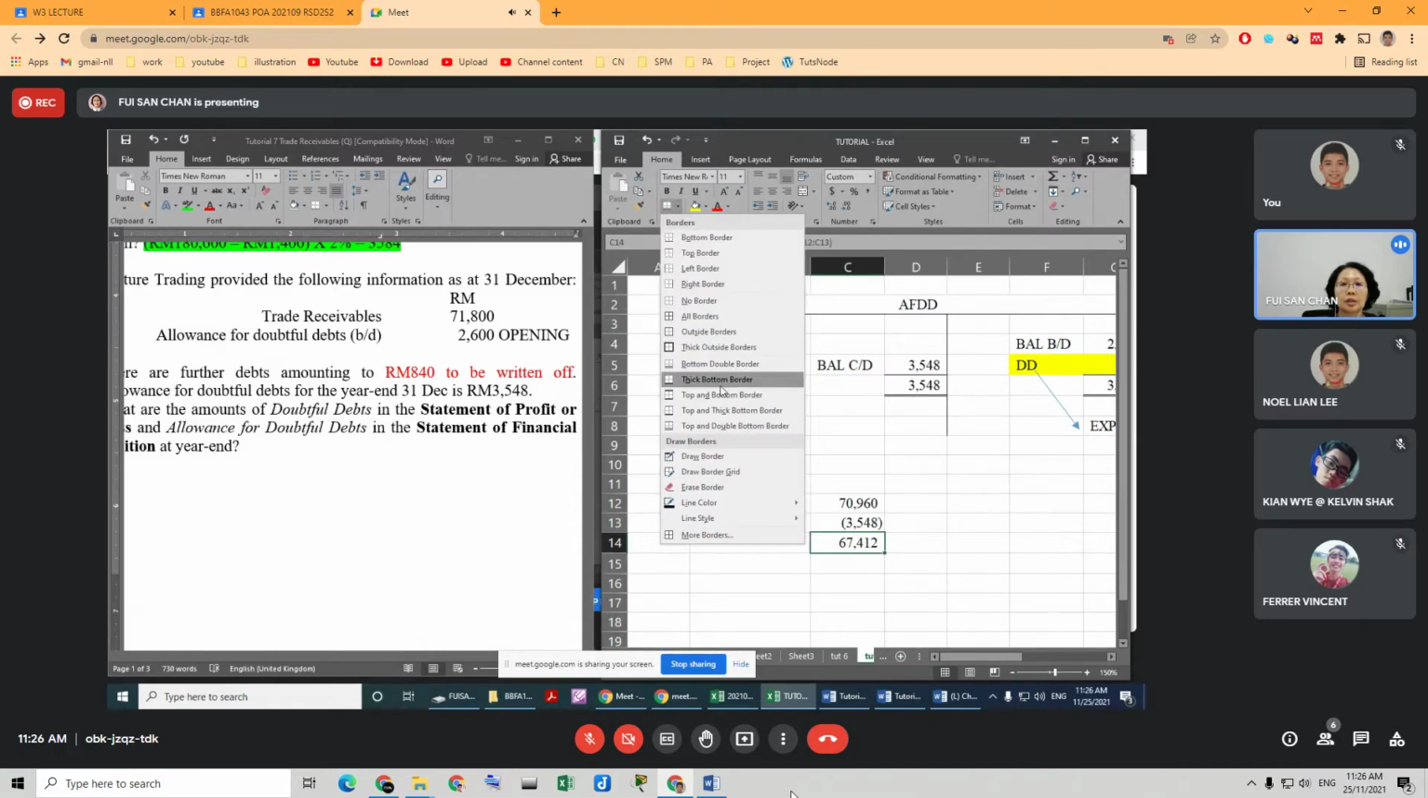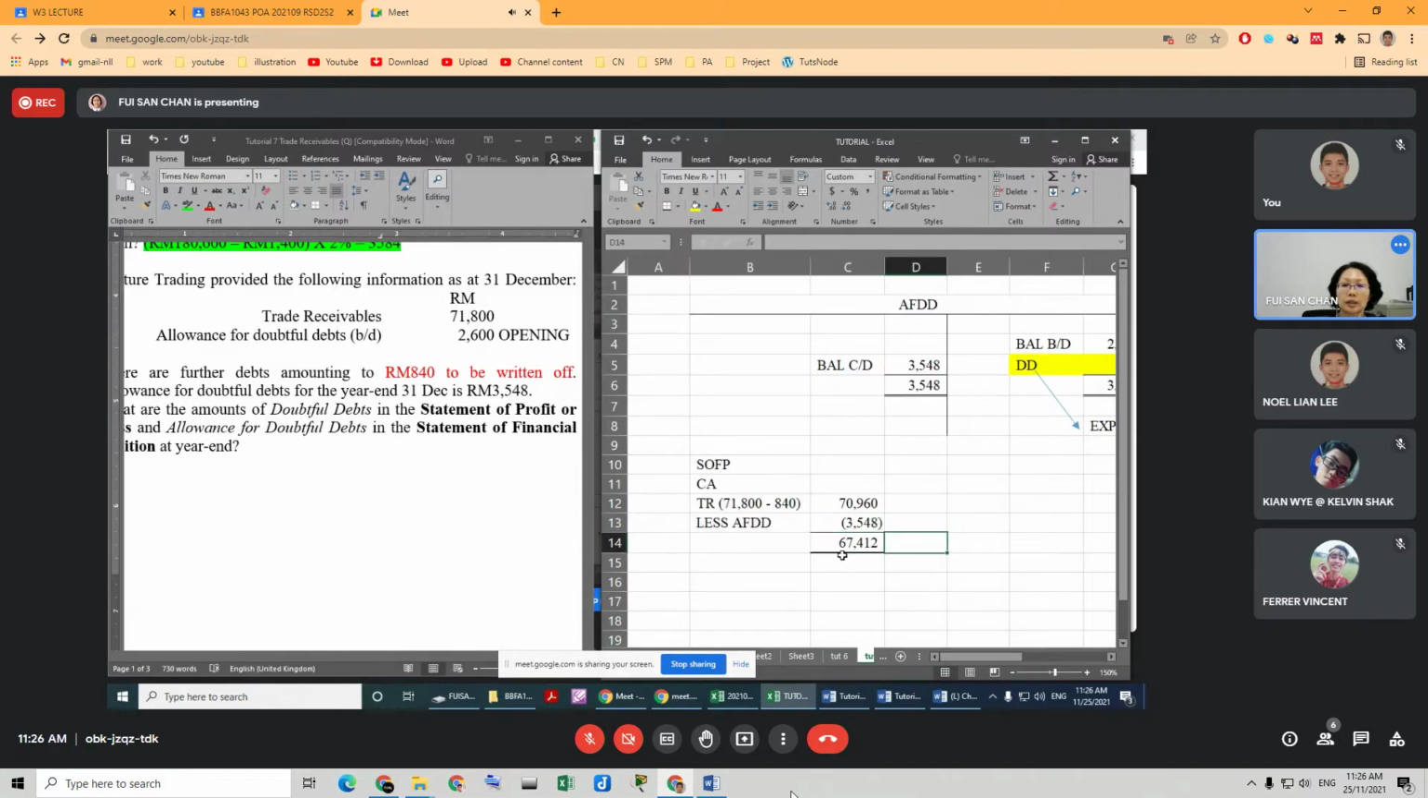So this is actually what you want. Okay, 67,500 there. So this is what we call net trade receivable. So meaning we assume that, because of the allowance for doubtful debt, we are only able to collect in full 67,412. So this 3,548 might not be able to collect back. So in your SOFP, this is the amount that you put for your AFDD. So the question is answered already, right? Can you understand so far?